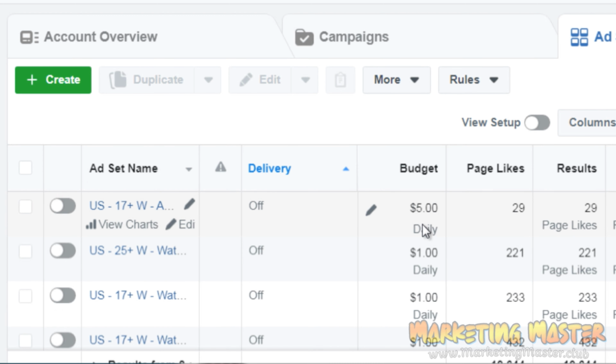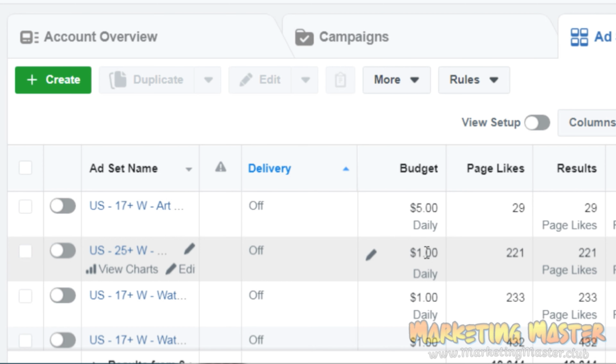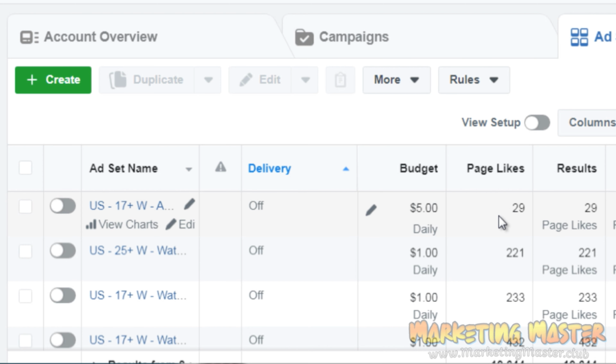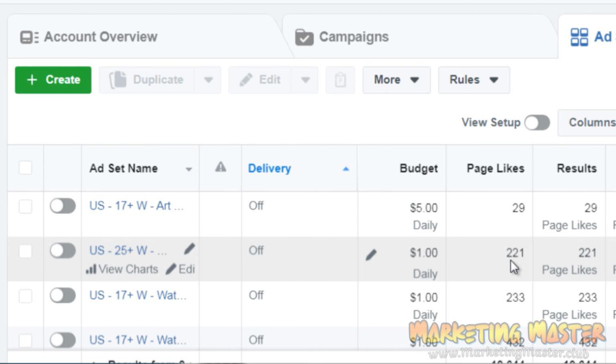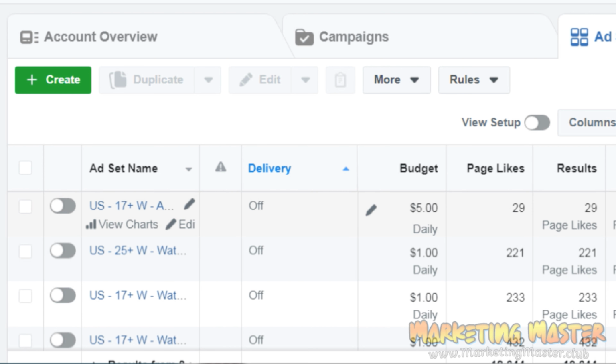So generally speaking, we'll run daily budgets of about $1 to $5. Now you can see some of these are getting 29 likes, 221 likes, and then you can see the results. And then of course you can see the cost per result. So some of these are getting about 9 cents a like, and then some of these are getting 3 cents or 1 cent, and then some are getting 34 cents.